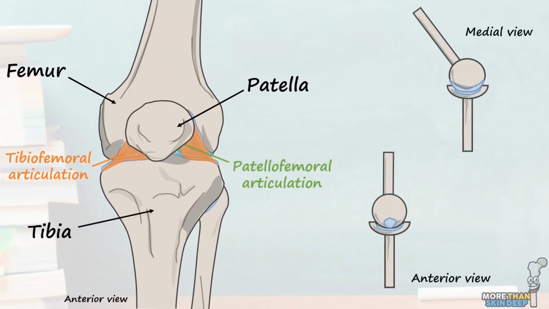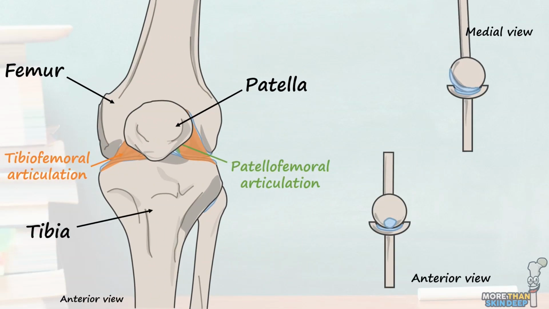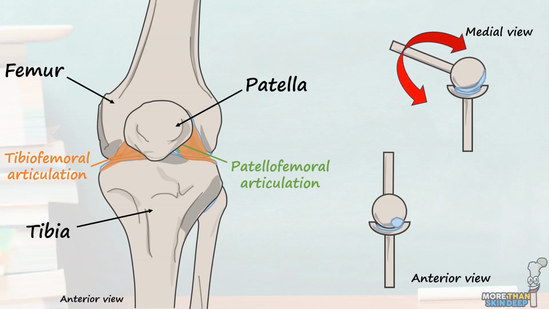The knee joint facilitates extension and flexion in a hinge-like manner, and it's a perfect example of a hinge joint. It also allows for a very small degree of internal and external rotation, but this can only occur when the knee is flexed. All other movements of the knee are extremely limited in a healthy person.